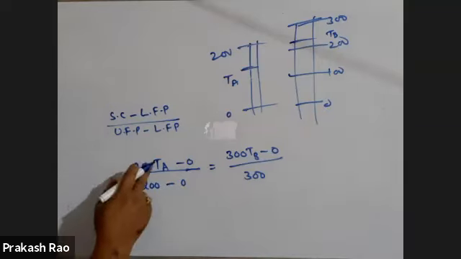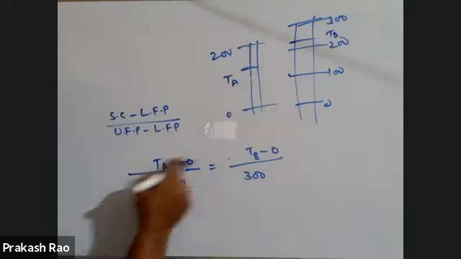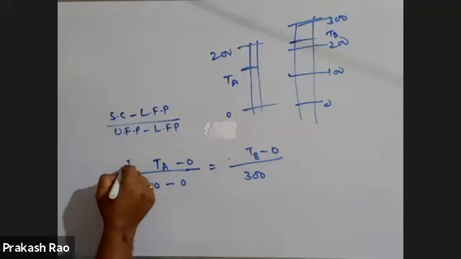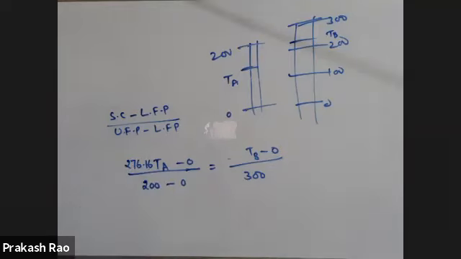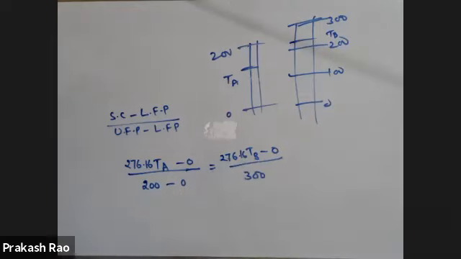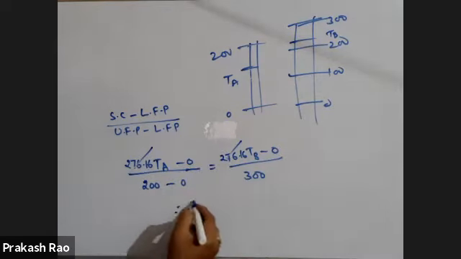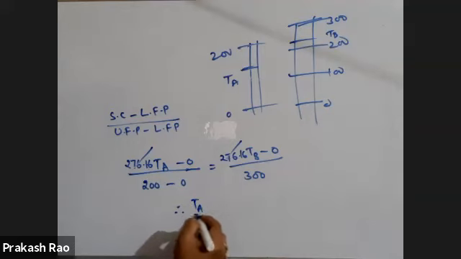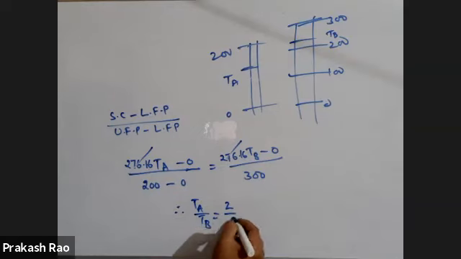But at this temperature, both are showing the same thing. So it is the triple point of water only. Therefore, this is 276.16 and here also 276.16 only. These two are cancelled. So here 2 zeros and 2 zeros are cancelled. Therefore, TA by TB is equal to 2 by 3.